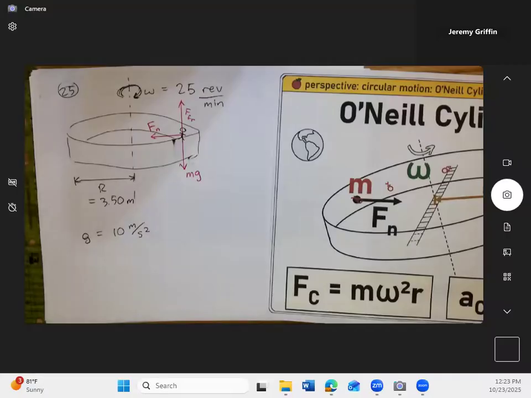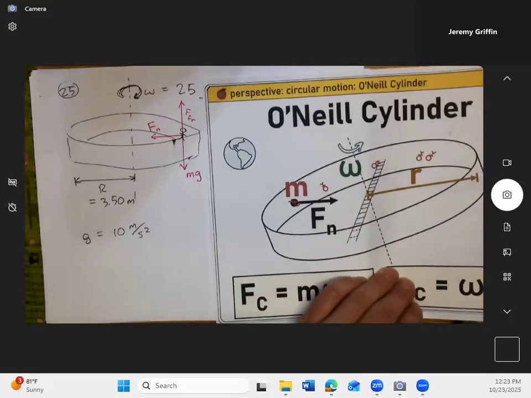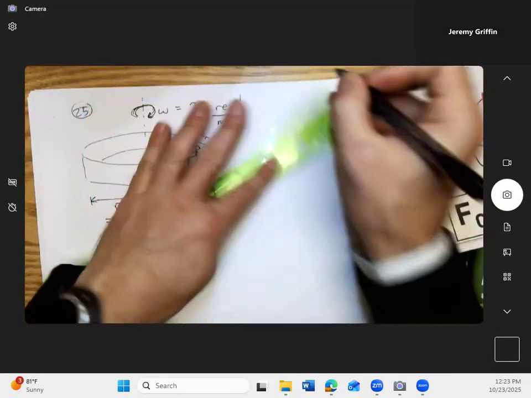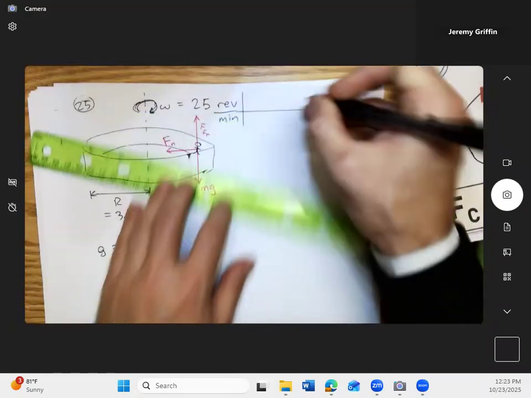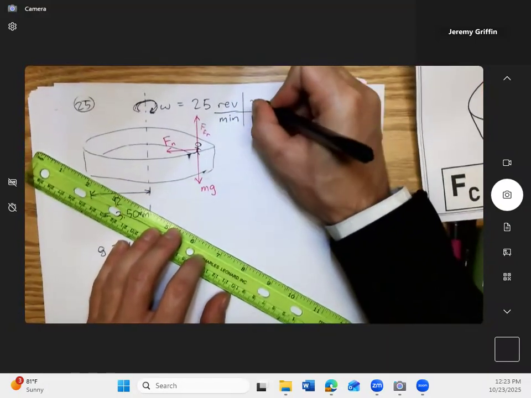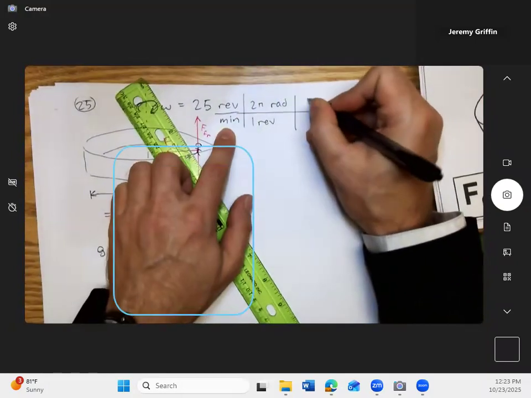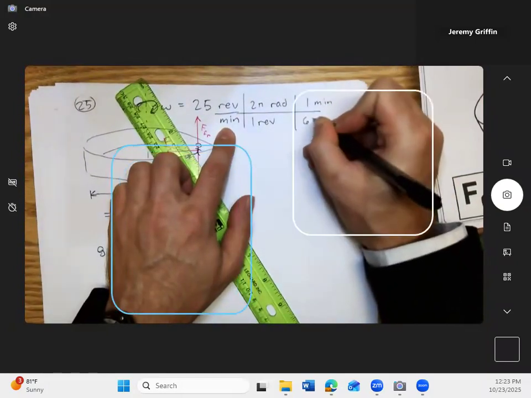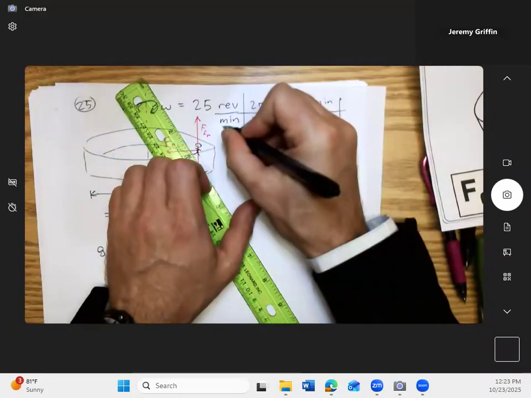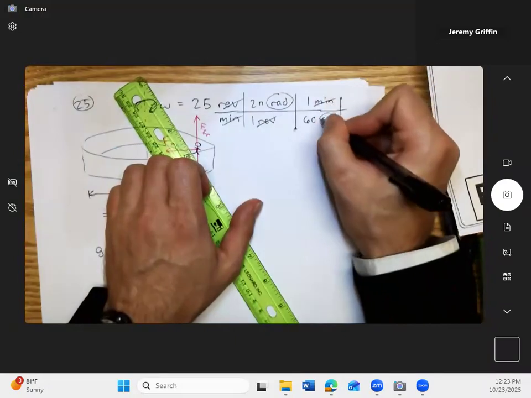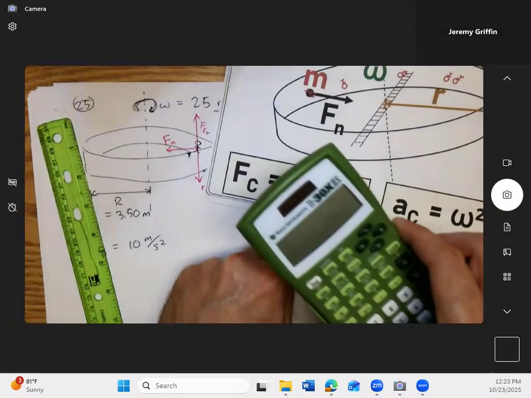Let's finish the rotor. So I want to convert this omega into not revolutions per minute, but radians per second. I know that one revolution is 2 pi radians, and I know that 1 minute is 60 seconds. That gives me units of radians per second, which is a number that I can actually use for this omega and plug into the calculator.